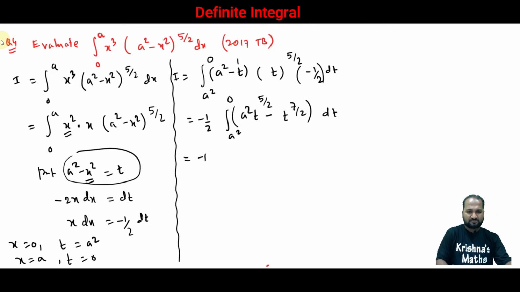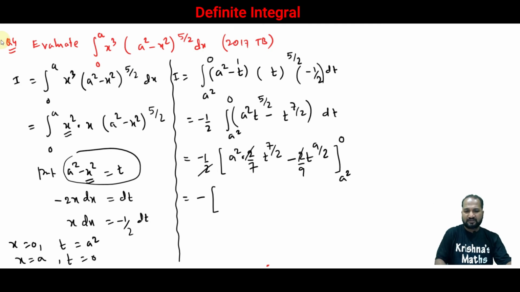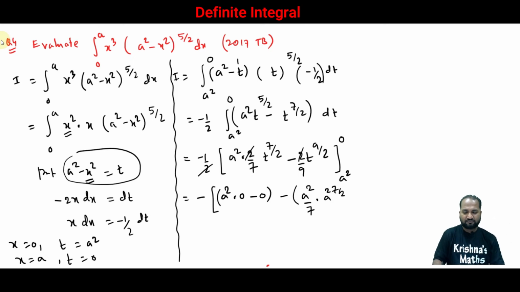Now integrate. So this is equal to minus 1 by 2 into a square constant, t raised to 5 by 2. The integral will be t raised to 5 by 2 plus 1, which is 7 by 2, and the numerator will be 2 by 7, minus t raised to 7 by 2 plus 1, which is 9 by 2, and the numerator is 2 by 9, from a square to 0, right. This 2 and this 2 would cancel with this 2. So minus of, put t as upper limit, which becomes 0, minus lower limit. Lower limit is a square by 7 into t is a square raised to 7 by 2.